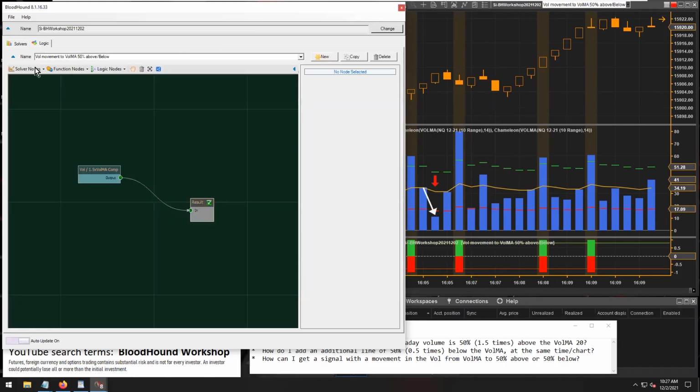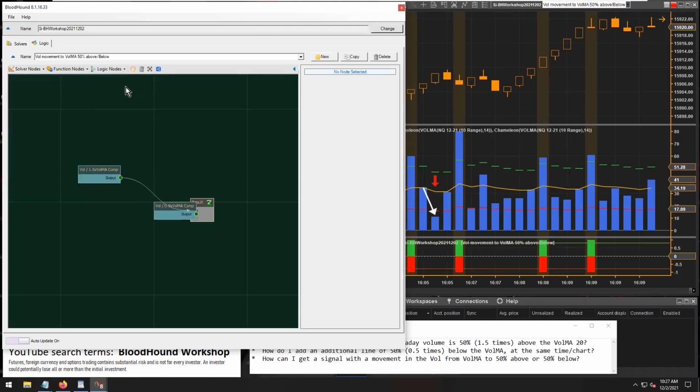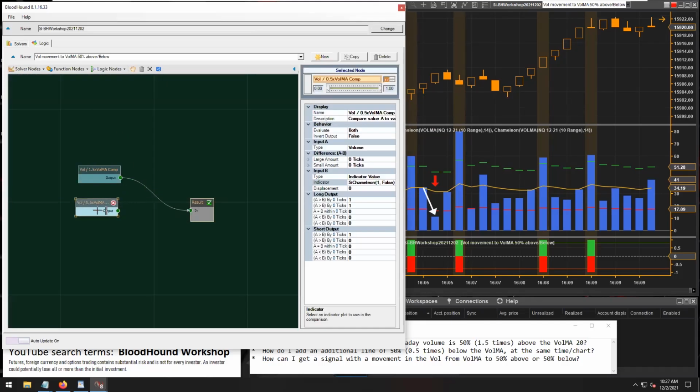So let's go back to the logic board. And we're going to go to existing nodes. And there's that new comparison solver that we just made, right? 0.5. Let's put that on the board.